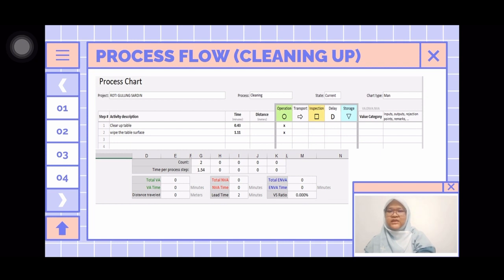Then after finishing making the roti gulung sardine, it's time to clean up the table. First, we need to clear up the table, and after that, we need to wipe the table surface. For step 1, we take 0.43 seconds, and step 2 we take 1 minute and 11 seconds. The total time per process step is 1 minute and 54 seconds.